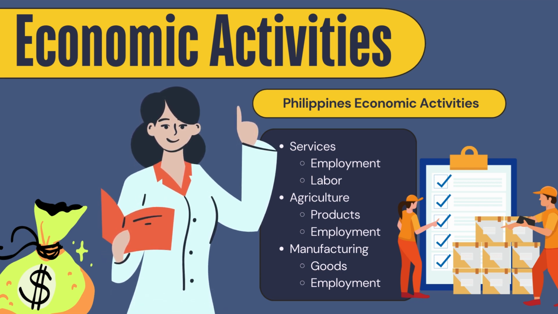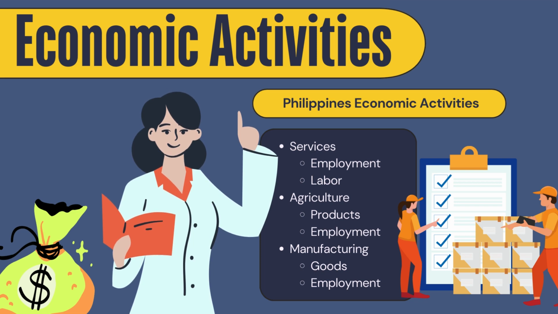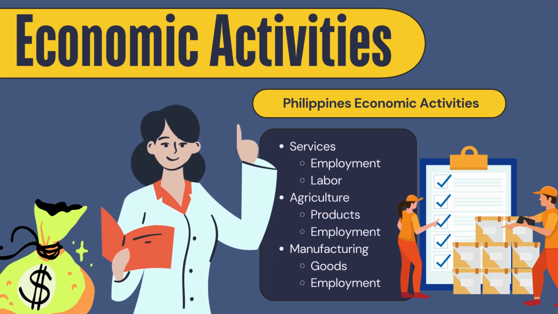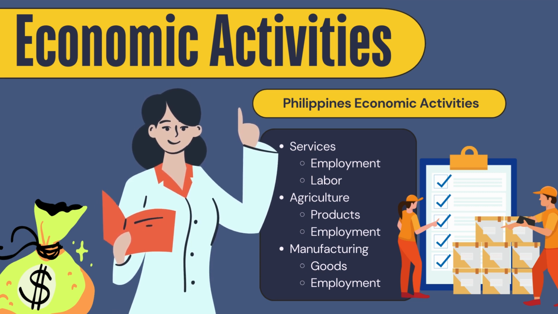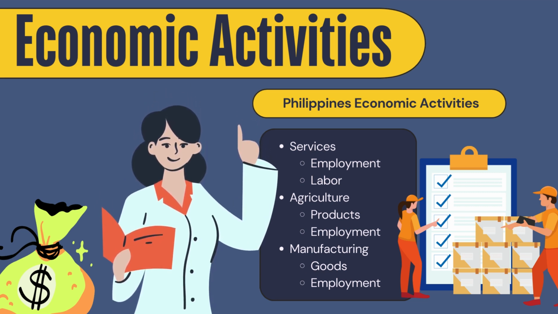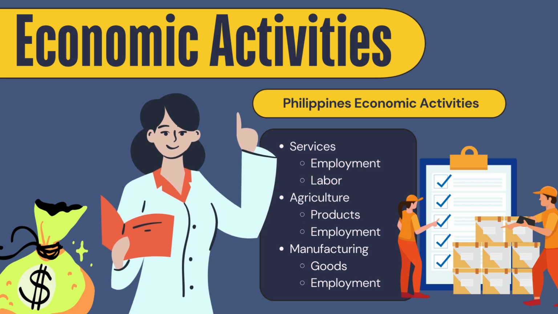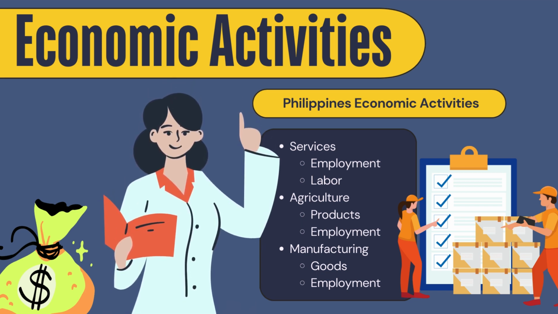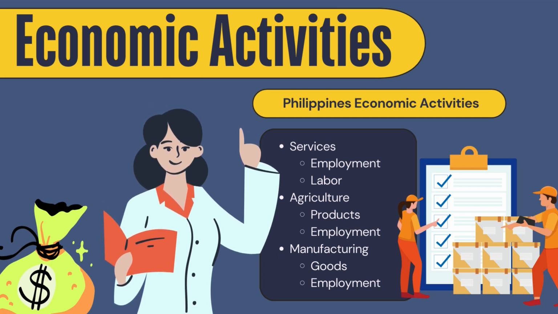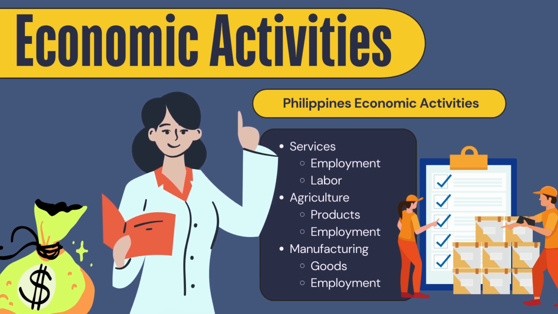On agriculture, we also provide here employment as well as products such as rice, sugars, coconuts, and other consumables. In manufacturing, we provide here the goods and employment. So, in manufacturing, this is about the food processing, metalworks, chemical production, and glass production.